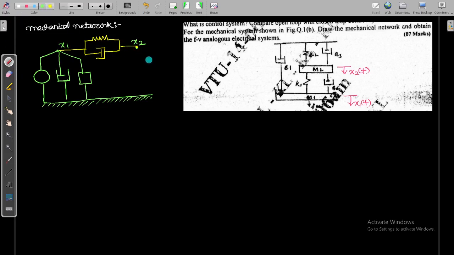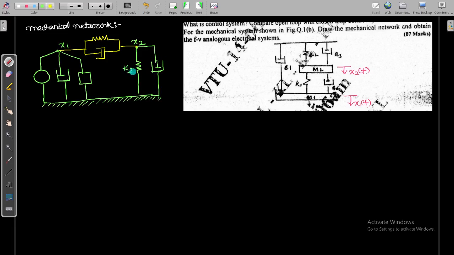Next for x2 there will be k2 and b2. So only two elements are there. There will be a k2, just whatever the diagram they have given, I am drawing here. Next there will be a b2, another damping coefficient, that you have to draw. So this is the drawing of the mechanical network.